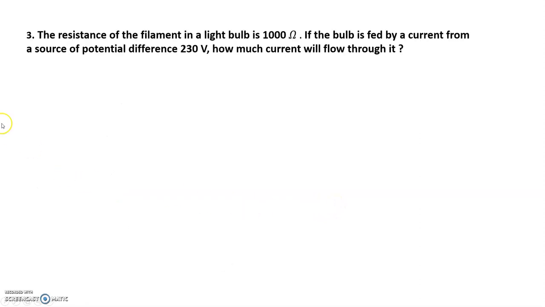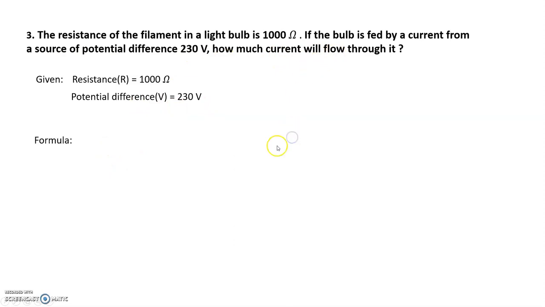Let's go to question 3. The resistance of the filament in a light bulb is 1000 ohms. If the bulb is fed by a current from a source of potential difference 230 volt, how much current will flow through it? So let's write the given. Resistance is equal to 1000 ohms. Potential difference V is equal to 230 volt. To find current I.